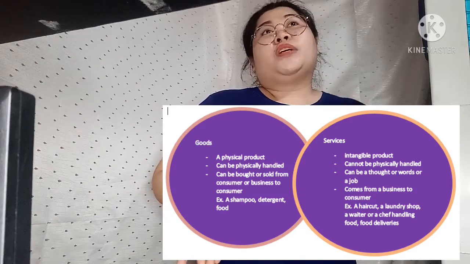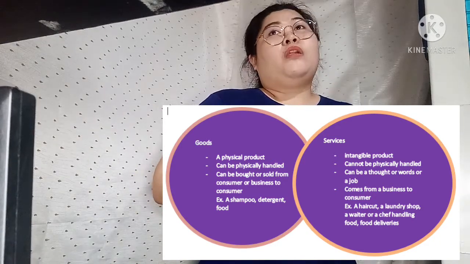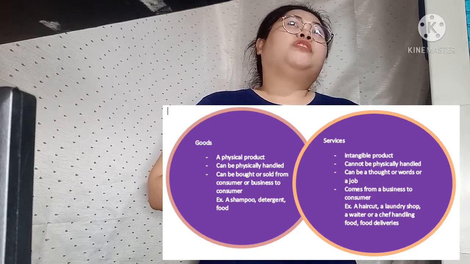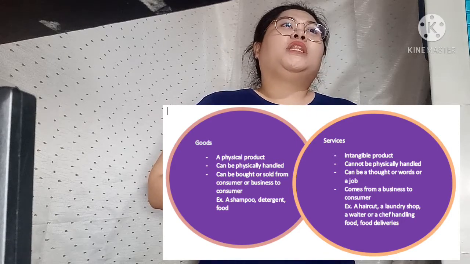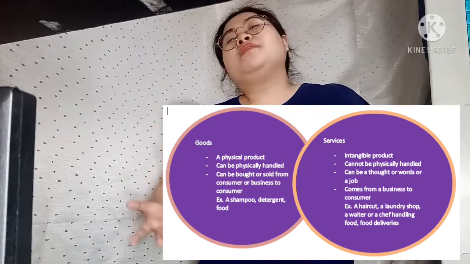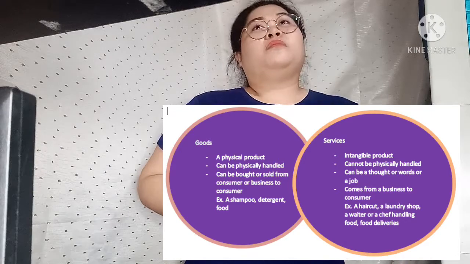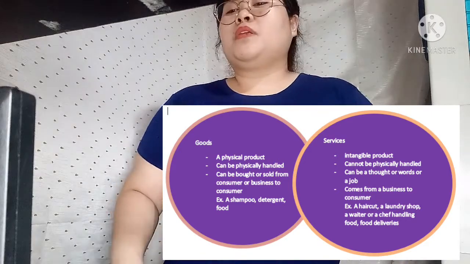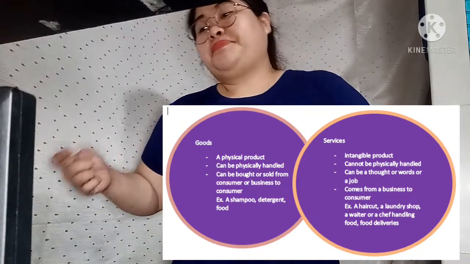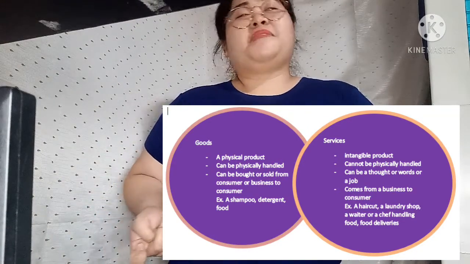You saw earlier in our examples the difference between goods and service. For the first picture, you have seen the shampoo, right? The shampoo is a tangible product, while the salon is an intangible product. You're doing a service. Next, goods can be physically handled, and then services cannot be physically handled.